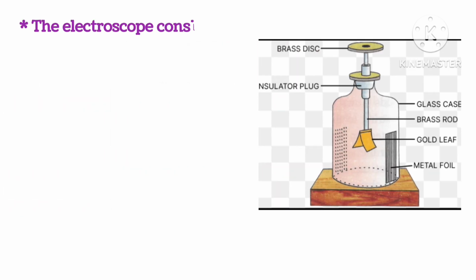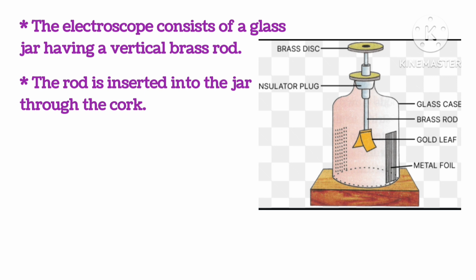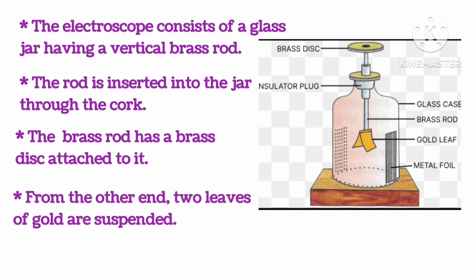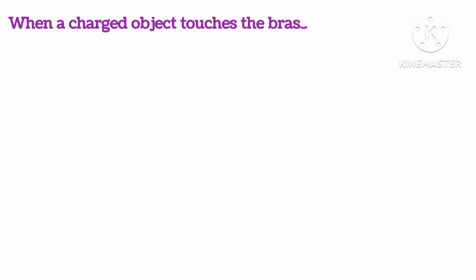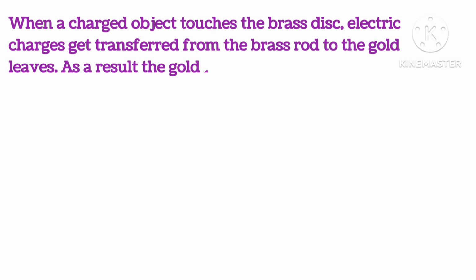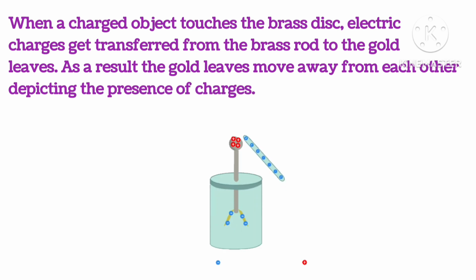As you can see here in the figure, the electroscope consists of a glass jar having a vertical brass rod. The rod is inserted into the jar through the cork. The brass rod has a brass disc attached to it. From the other end, two leaves of gold are suspended. When a charged object touches the brass disc, electric charges get transferred from the brass rod to the gold leaves. As a result, the gold leaves move away from each other, depicting the presence of charges, as you can see here in this picture.